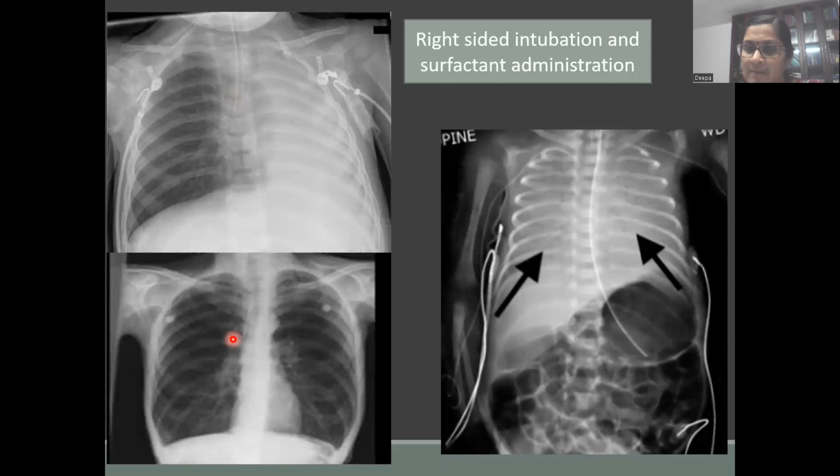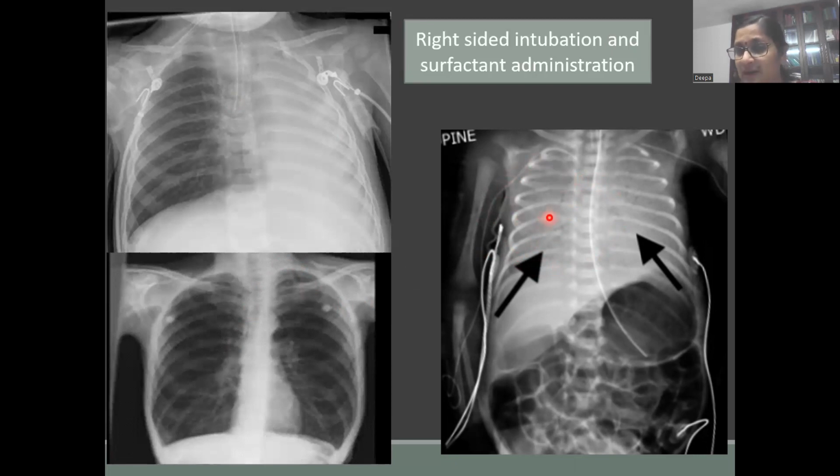Now the same baby, after 12 hours, started having worsening respiratory distress, had frothy fluid coming out through the ET, and this was the X-ray picture. This again is a white-out lung. This time it is not due to surfactant deficiency. This is indicative of pulmonary hemorrhage.